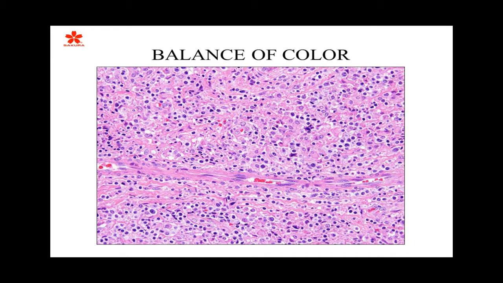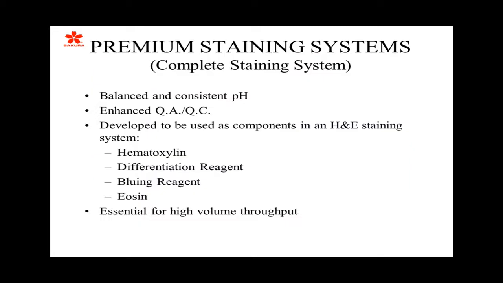But what we want to look for is crisp, sharp nuclear detail, not just the blue dots. You should be able to see chromatin material within the nuclei in a granular appearance, and you want to see a very subtle contrasting balance of the eosin staining the cytoplasm and the connective tissue. So this is what premium staining systems can help achieve and maintain throughout your staining run.